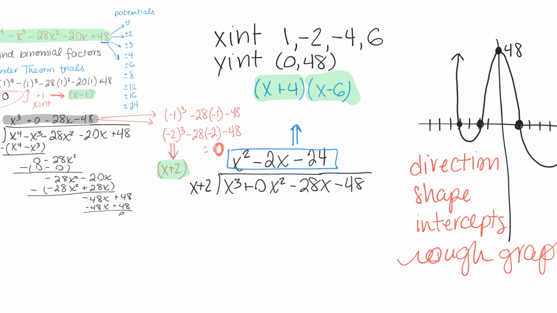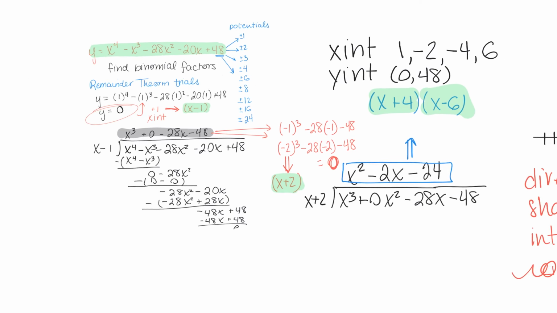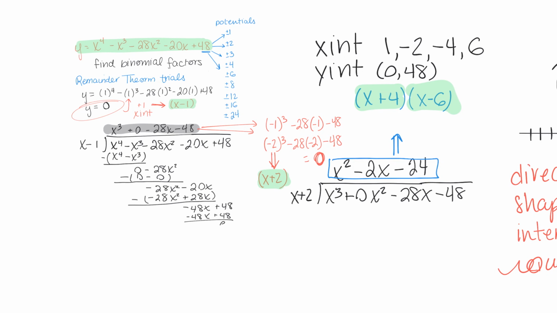Okay? So as a quick recap, when you don't have something to multiply by or to divide by at the beginning, you look at your constant and you come up with all the factors. You then try those factors using the remainder theorem by plugging them into your function. When you get 0, you know that you have found an intercept. Turn that intercept into a binomial factor and then divide. Okay, you're done.